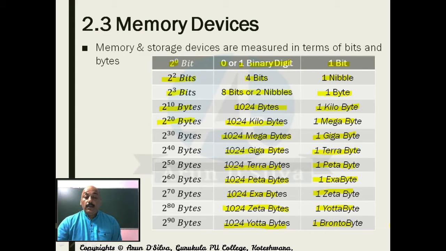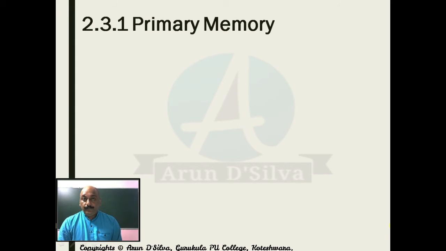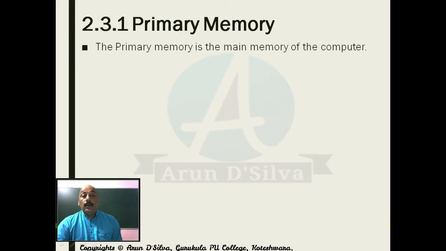So I'll make a move, and in the memory devices, the first part I'll take you through is primary memory. A primary memory is the main memory of the computer. This will be used very frequently by the processor. That is the reason it is called main memory.